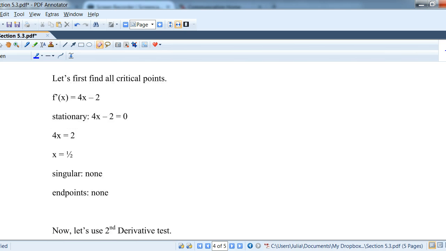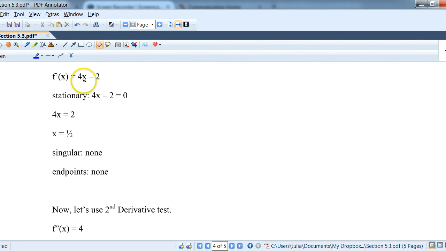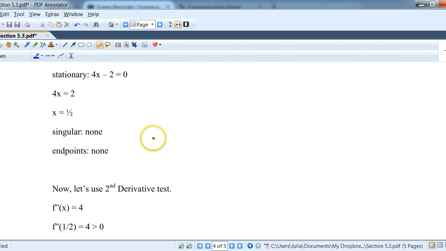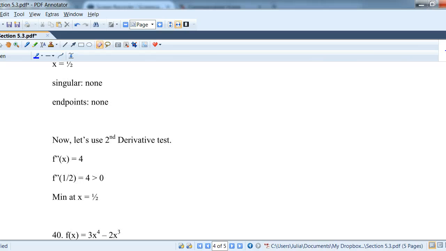Now, how do we apply the second derivative test? We need to find the second derivative, which is the derivative of 4x minus 2. So 4x becomes 4 and negative 2 is gone because it's a constant. The second derivative happens to be a constant, so no matter what you plug in, let's say a half, we'll still get 4, which is positive. If you recall, that means it's concave up and we have a minimum at that point. So that's how quick it is. If you have a single maximum or minimum, you can use the second derivative test to verify it.